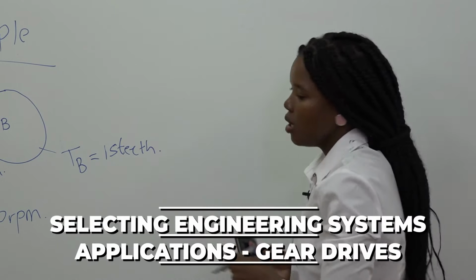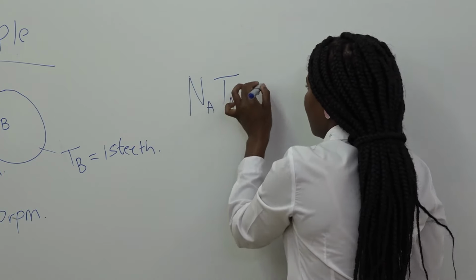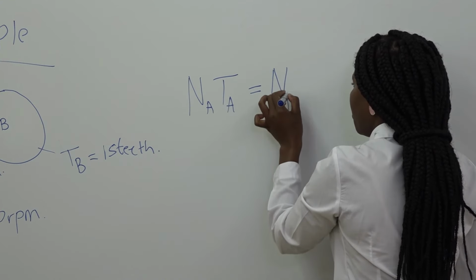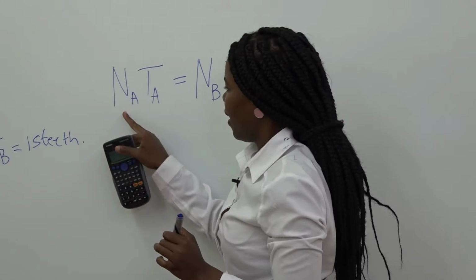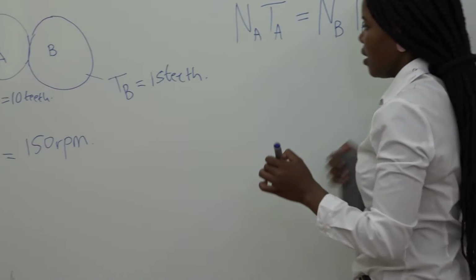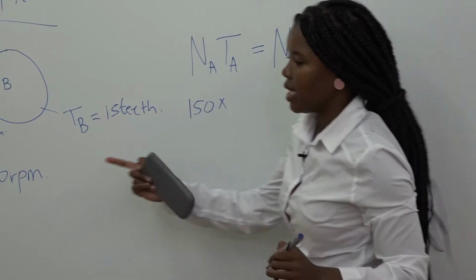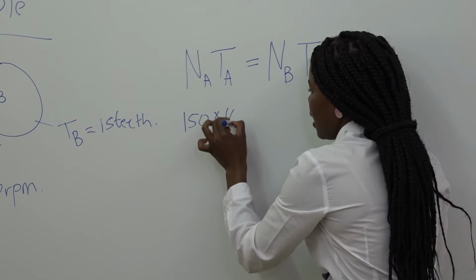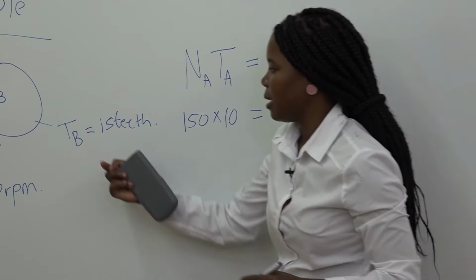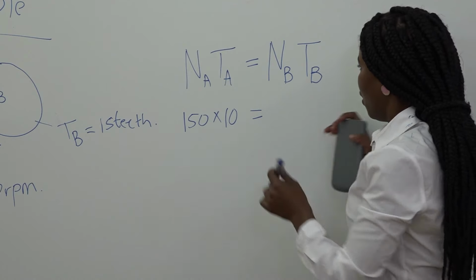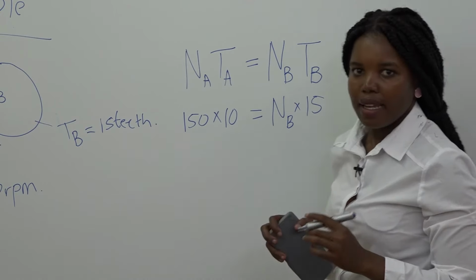So for us to calculate the speed, we say NA times TA, since they are in mesh with gear B, equals NB times TB. And therefore, we have NA as 150 times our TA as 10 teeth, so we'll say 150 times 10, equals our TB as 15 teeth. Therefore, we have our unknown as NB.